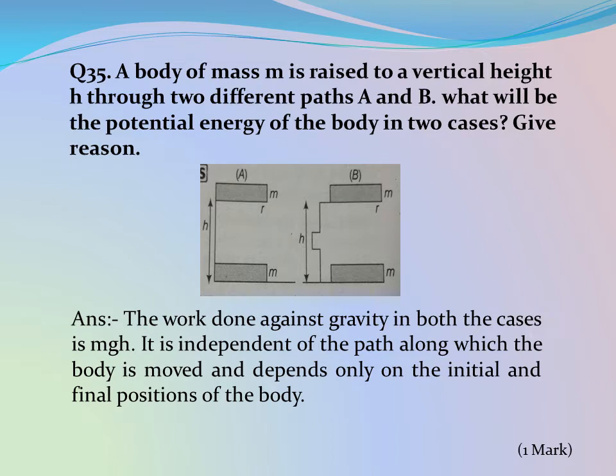Question number 35. A body of mass m is raised to a vertical height h through two different paths A and B. What will be the potential energy of the body in two cases? Give reason. Answer: the work done against gravity in both the cases is mgh. It is independent of the path along which the body is moved and depends only on the initial and final positions of the body.